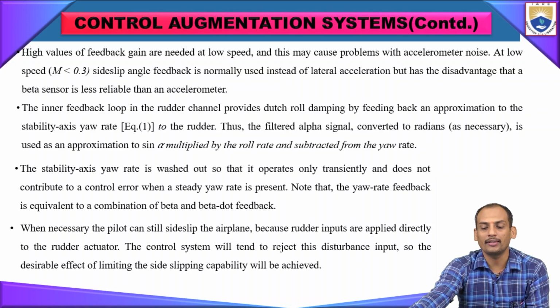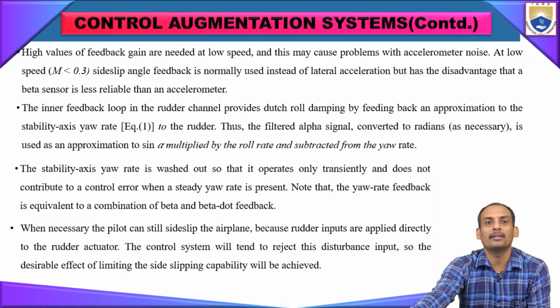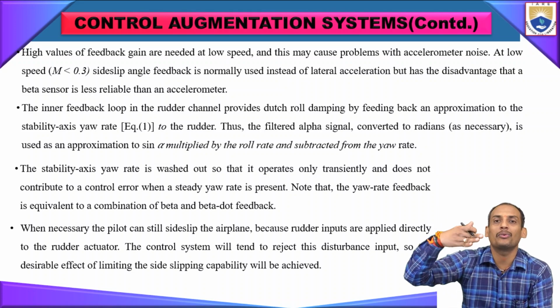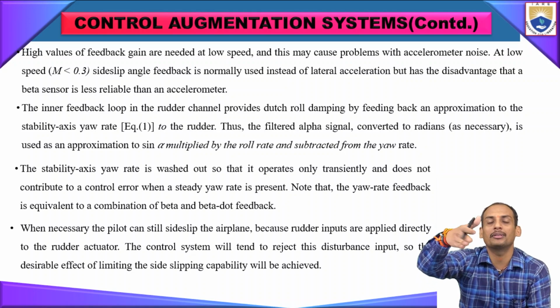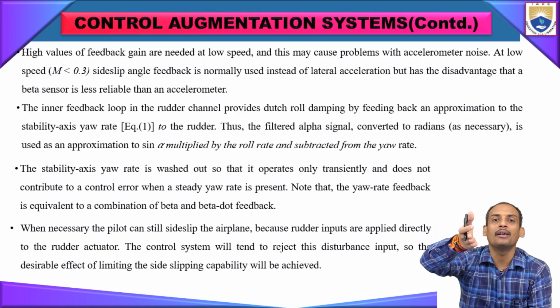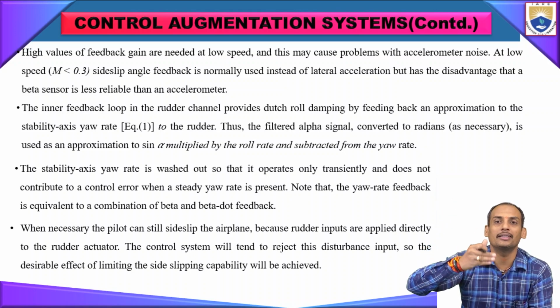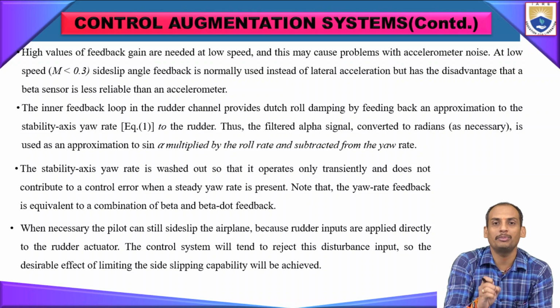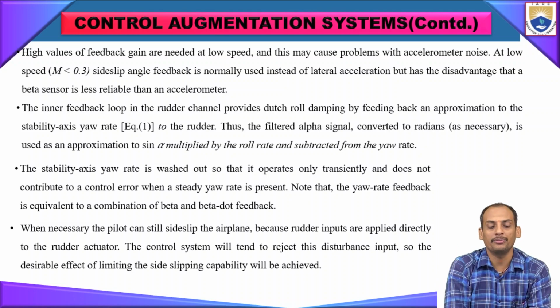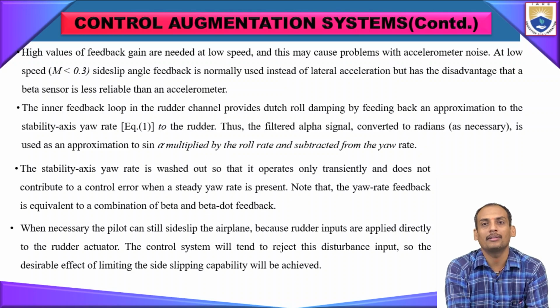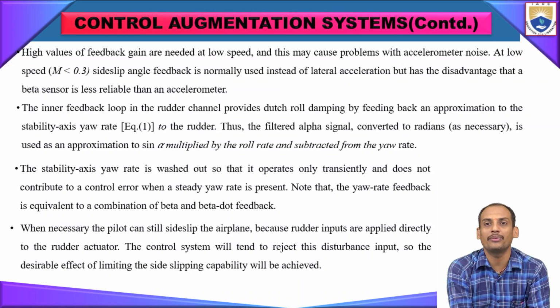Note, the yaw rate feedback is equivalent to the combination of beta and beta dot feedback. So what does beta and beta dot feedback mean? There is inertial coupling between roll rate and pitching moment, sideslip and pitching angle, so it is related to beta and beta dot feedback. The pilot will decide when a sideslip is required for an aircraft, because the rudder inputs are applied directly to the rudder actuator.